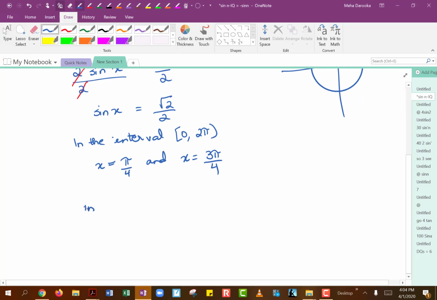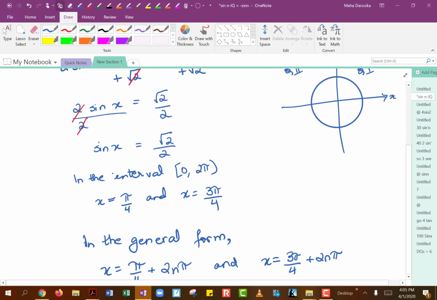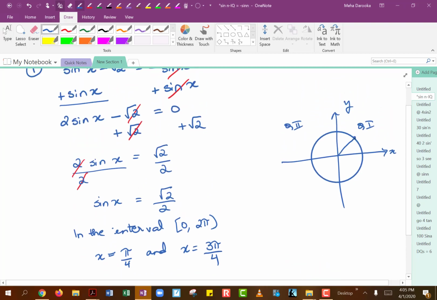So in the general form, you are going to get x equals pi over 4 plus, since sine has a period of 2 pi, 2 times n pi, and then for x equals 3 pi over 4, same thing, we're going to do 2 times n pi, because remember, we are talking about coterminal angles. So this is your pi over 4, 3 pi over 4.